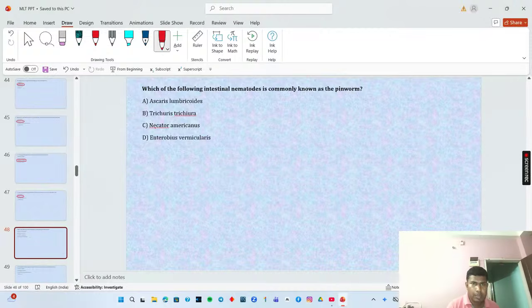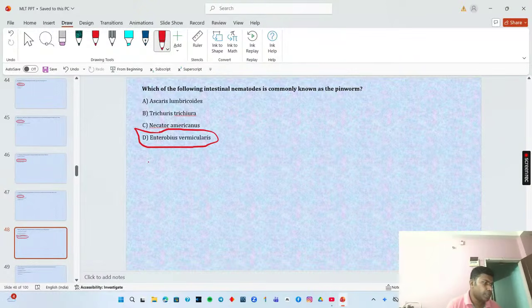It will be Enterobius vermicularis. What is the scientific name of pinworm? It is Enterobius vermicularis. Anything whose name starts with entero, it means that it will be found in our stomach. Okay.